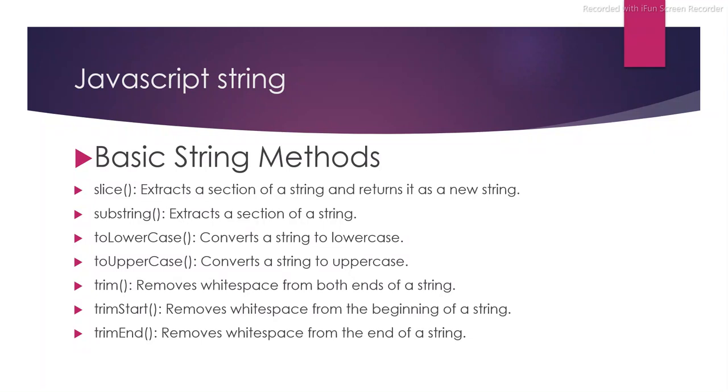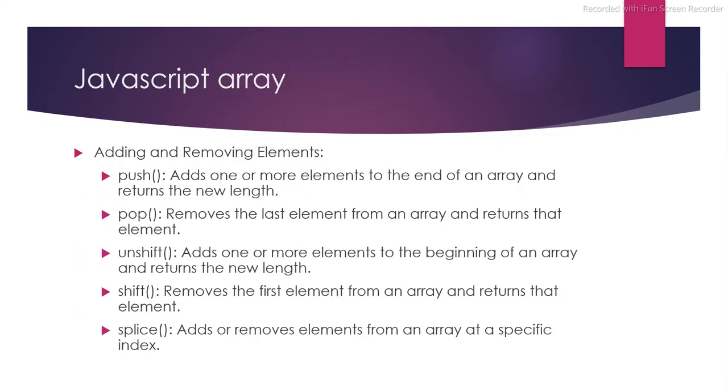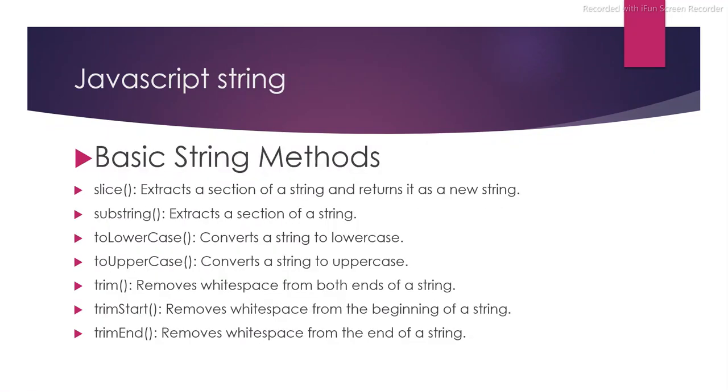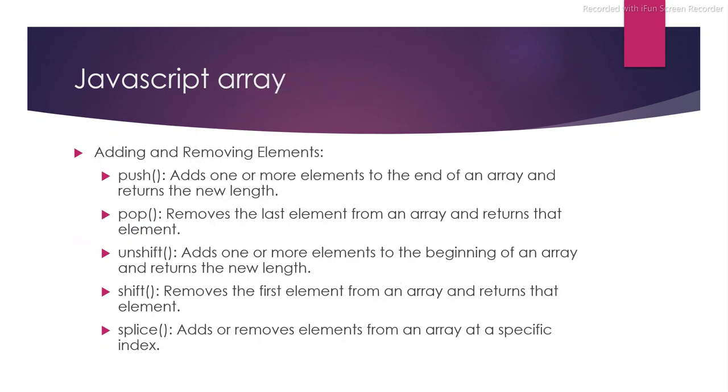If you have any white space in the front or back, you can remove it. Trim will remove on both sides, left and right. Trim start will remove the blank space at the beginning, and trim end will remove the blank space at the end. Okay, so this is about basic string methods in JavaScript. And next one, we are going to look at the array object. Again, array is similar to whatever is available in Java. So let's directly look into what methods are available with respect to the array object.